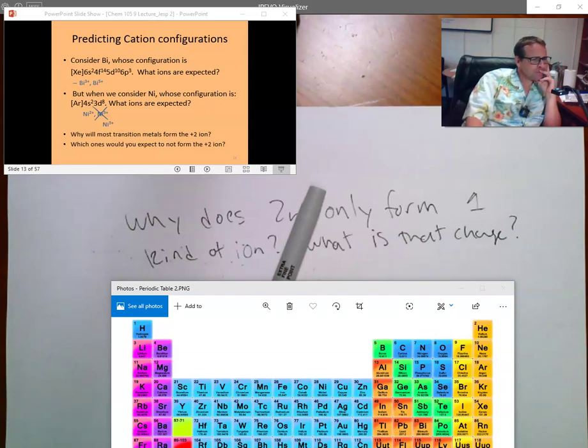I did the electron configuration, and right now the suborbitals, the subshells are full. So I think the only ion that can form would be a +2.